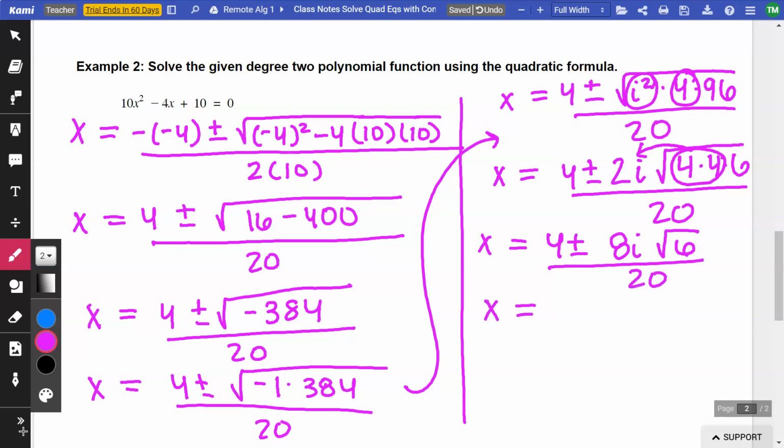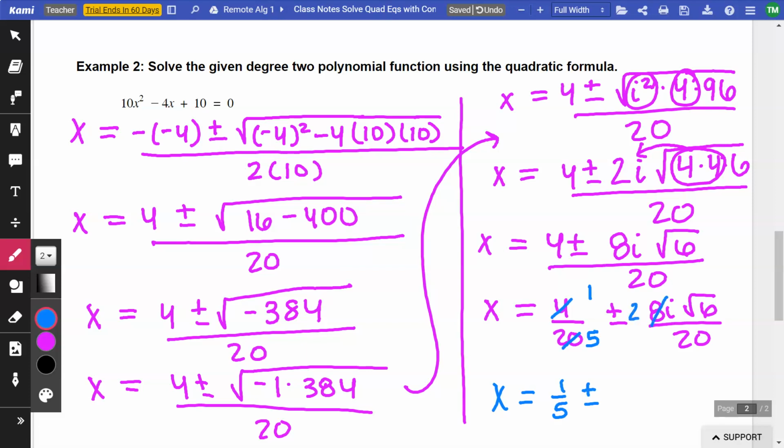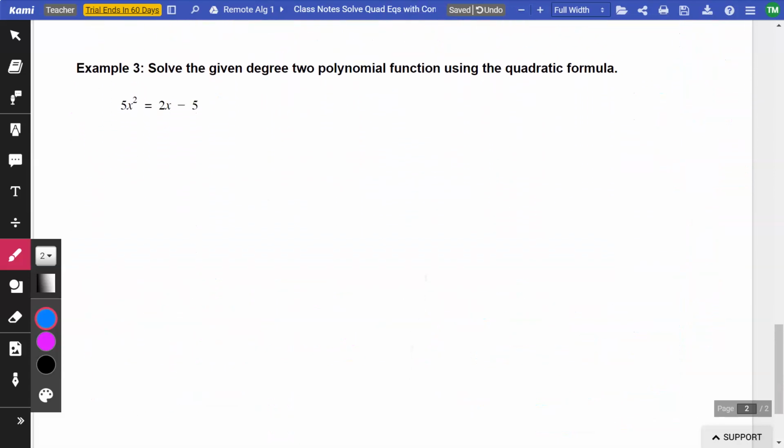Then we need to simplify our fraction here. So we're going to have 4 over 20 plus or minus 8i root 6 over 20. So I can divide 4 and 20 by 4. That's going to simplify to 1 and 5. So x is equal to 1/5 plus or minus, and then 8 divided by 4 is 2, 20 divided by 4 is 5, so 2i root 6 over 5. That's our final answer. Moving on to example 3.